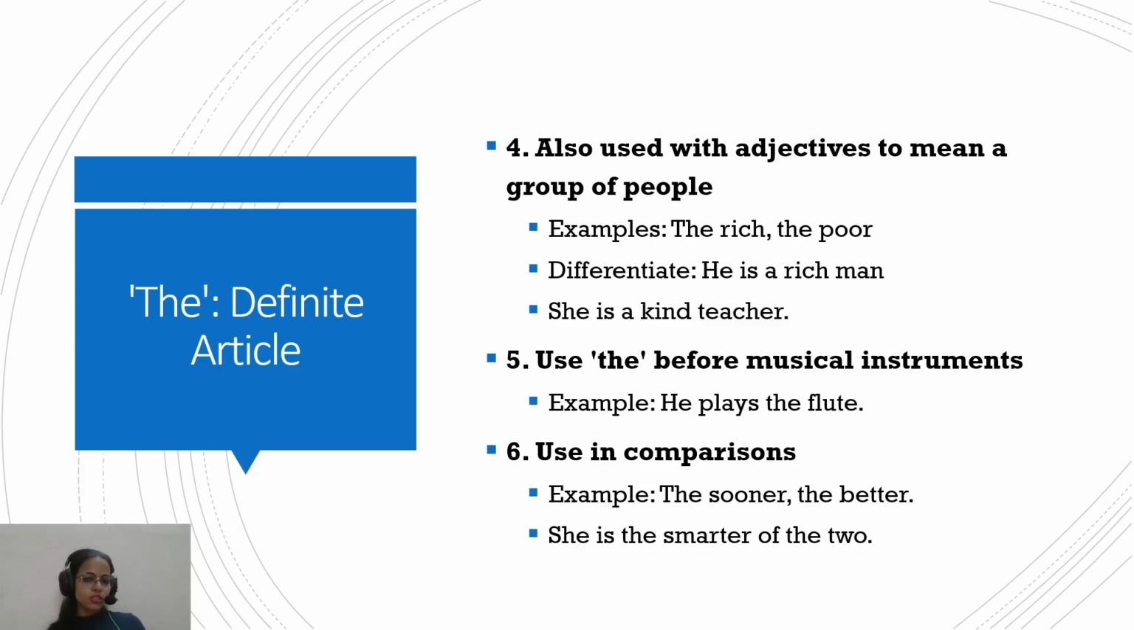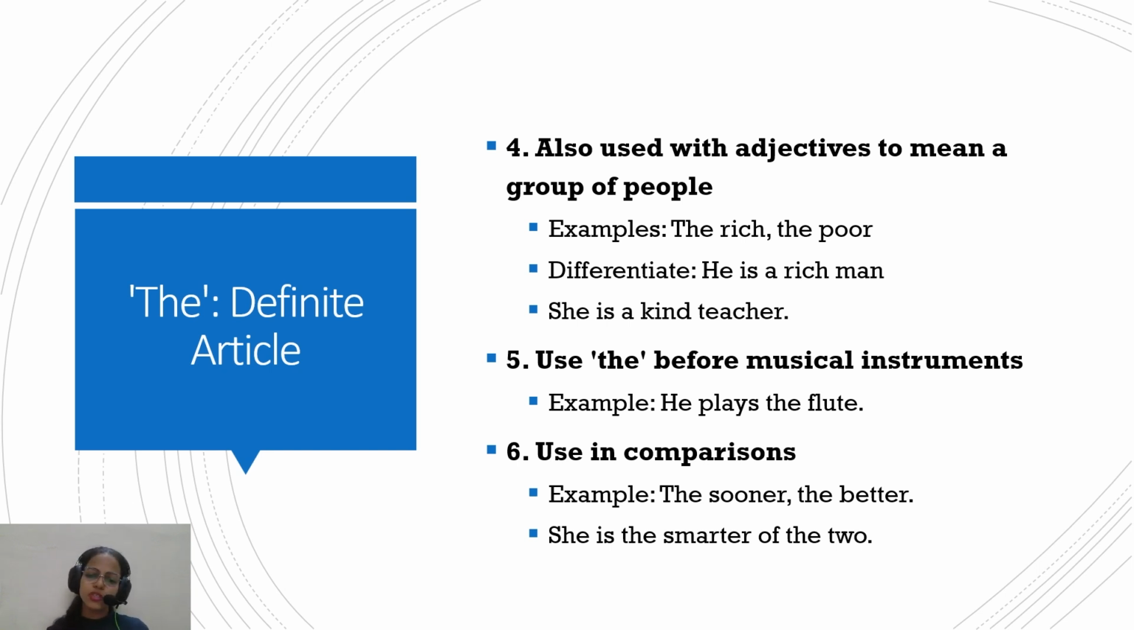The rich and the poor, very specifically, we are talking about two specific classes of society. Here he's a rich man, general. She's a kind teacher, general. Okay. Now use the before musical instruments. He plays the flute. Fairly simple.